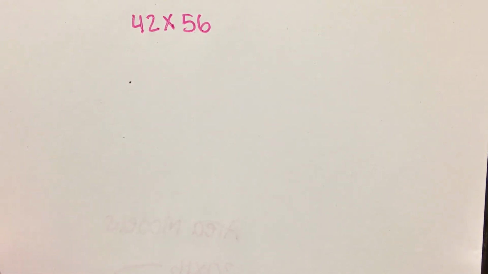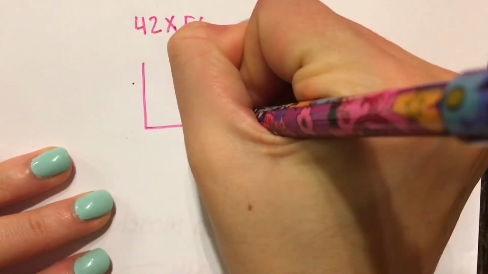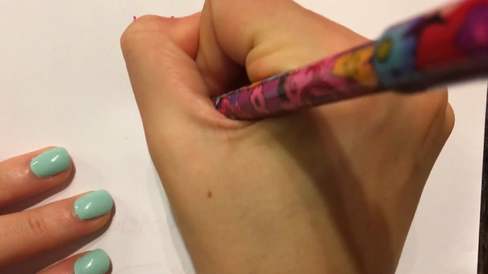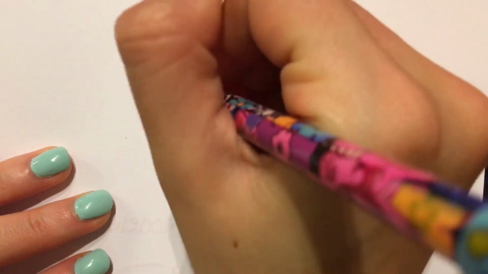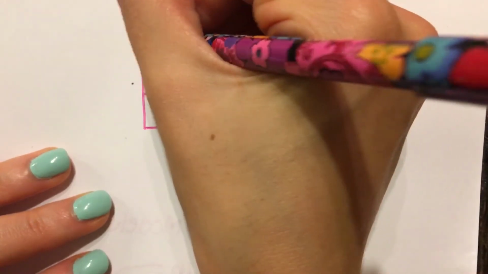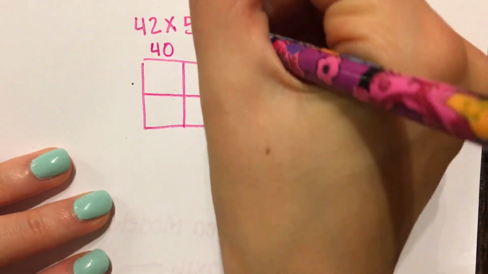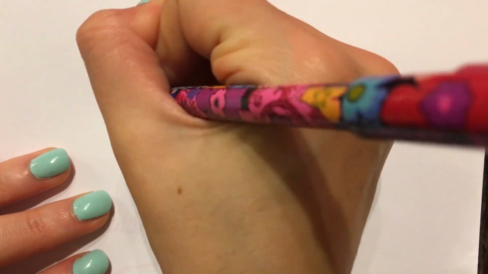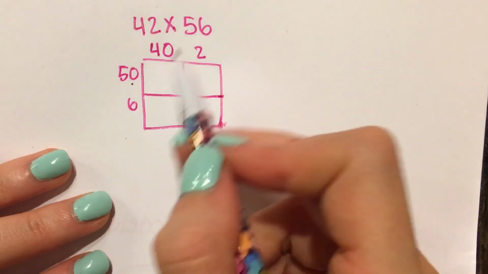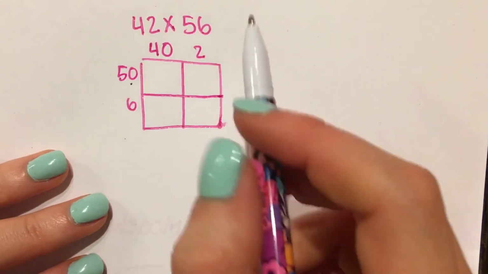All right, so we're going to go ahead and go through this really quick and see if you got this one right. Okay, so I should have at this point made my foursquare, my area model, and decomposed it. So I'm going to have 40 and 2 and 50 and 6. Doesn't matter which side you put them on. Either way, you're going to get the same answer.